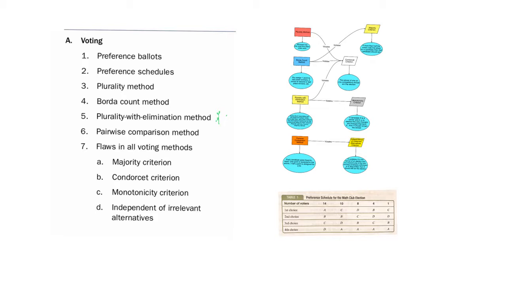And now we're going to go to the pairwise comparison method. And this one has to do with head-to-head competitions. Like, for example, in basketball, you know that you can have one-on-one basketball games. Well, that is, in a sense, what you're going to be doing with the pairwise comparison method. You're going to take each of the candidates and have them do a one-on-one competition with each other. And here's what it looks like.